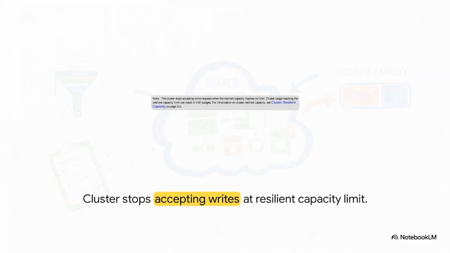Trap number 2 is all about that warning message you see right there. Once you enable rebuild capacity, your cluster operates against that new resilient capacity limit. Do not miss this. If your usage actually hits that resilient capacity limit, the cluster stops accepting write requests entirely. It doesn't just throttle or slow down, it hard stops. That can cause an immediate VM outage. The system is programmed to fiercely protect that rebuild space, no matter what.